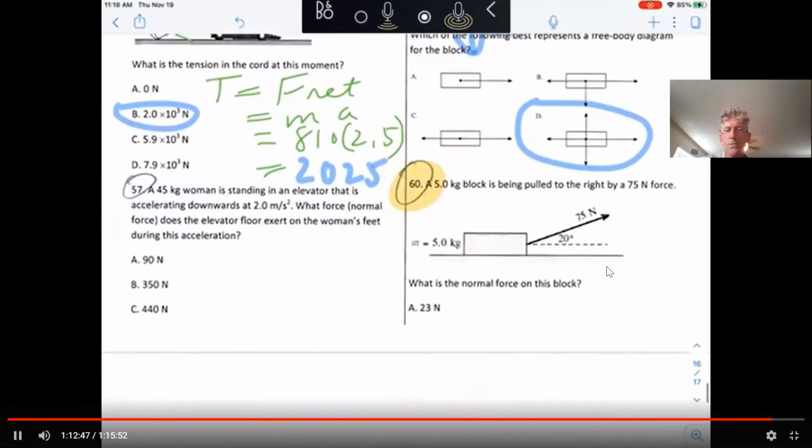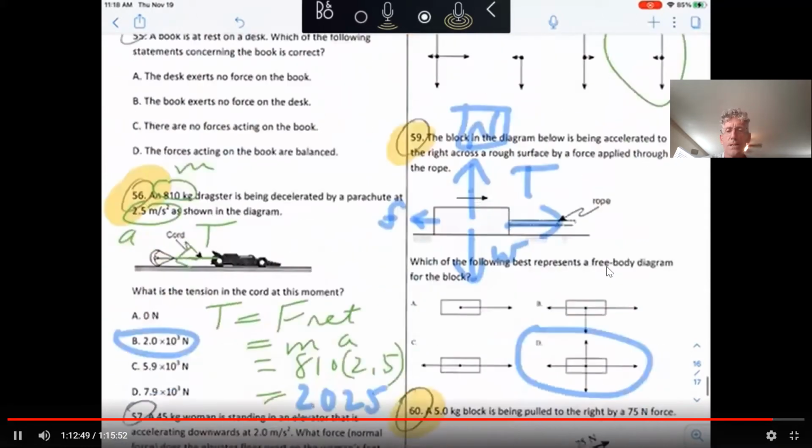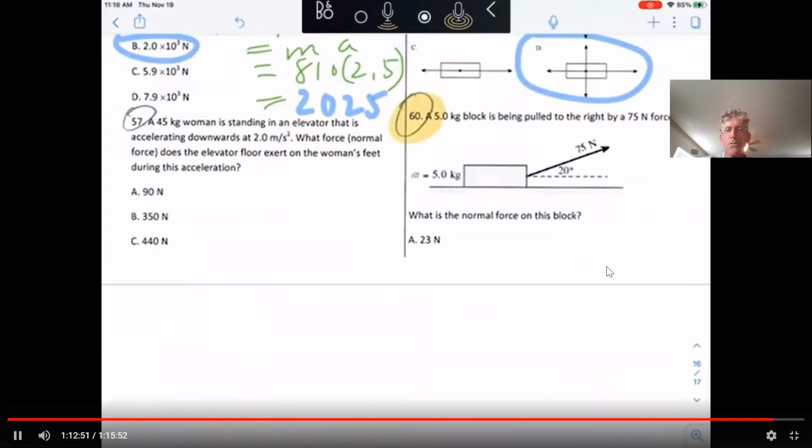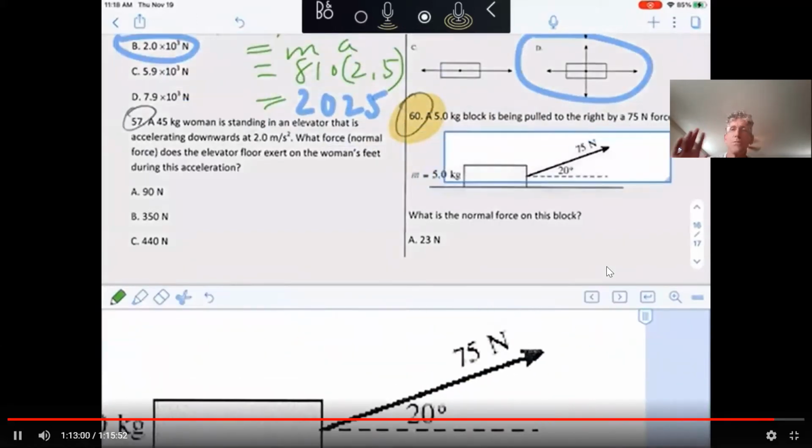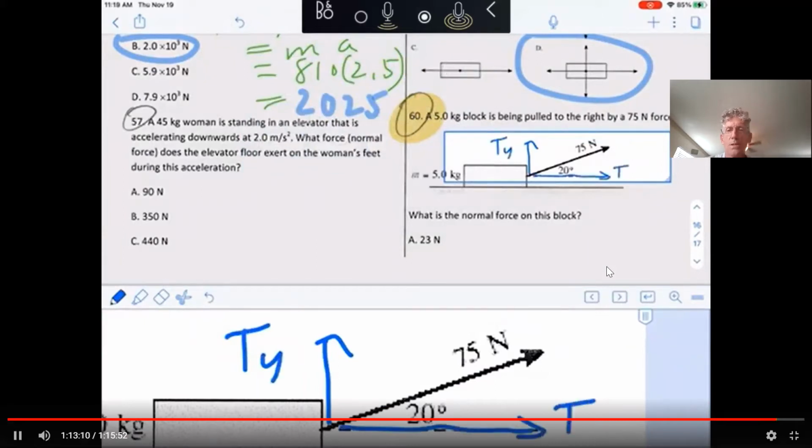Okay, a 5 kilogram block is being pulled to the right by a 75 newton force. What is the normal force on this block? Oh, okay, we've done this before. We have to find Ty. Ty is 75 times sine of 20.